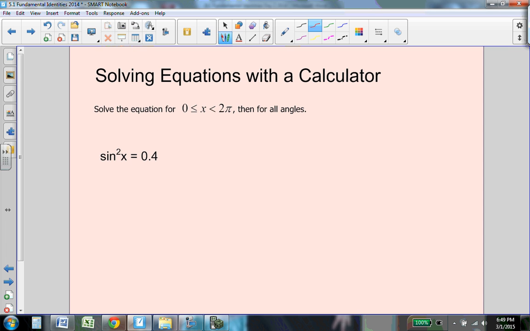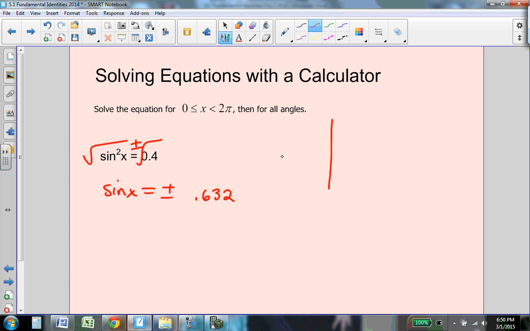Okay, last equation on this section. Sine squared of x equals 0.4. Square root time, plus or minus. So the sine of x equals plus or minus about 0.632.